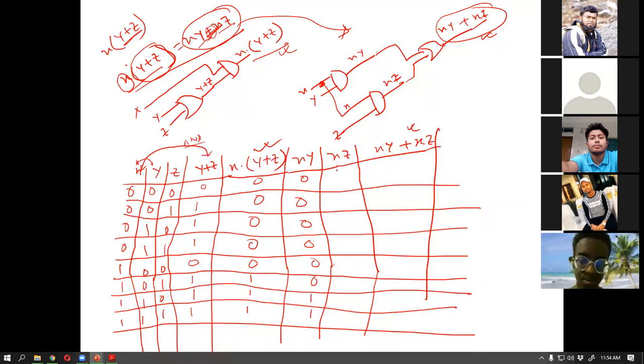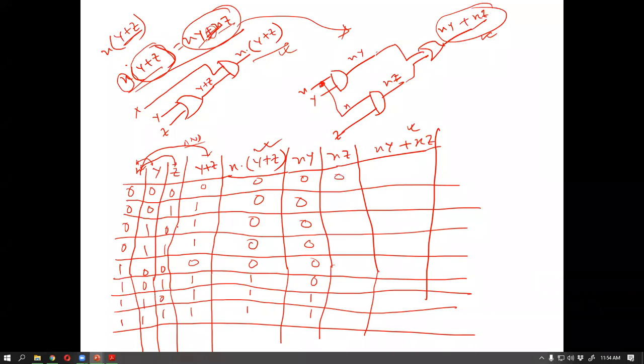Okay, now X and Z. This X line and Z line. AND logic, all input high. So 0, 0, so this is 0. 0, 1, this is 0. 0, 0, 0. 0, 1, this is 0. 1, 0, so this is 0. 1, 1, now this is 1. And this 1, 0, this is 0. 1 and 1, this is 1. Okay?